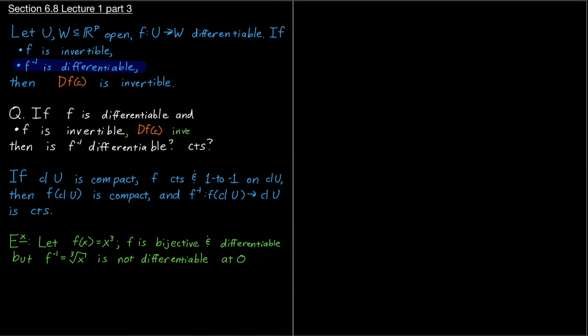If that is not true, well, we know that if f and f inverse are both differentiable, then Df has to also be invertible. So certainly we need f and Df to both be invertible in order to hope to have f inverse be differentiable. So we've seen that to have the inverse be differentiable, we need the derivative to be invertible. What if that's all we have?